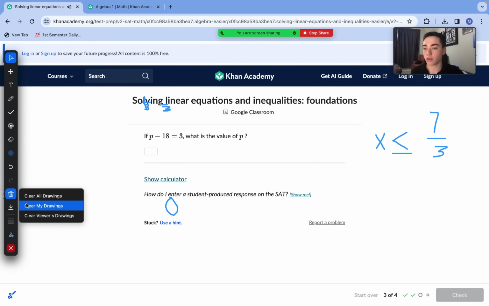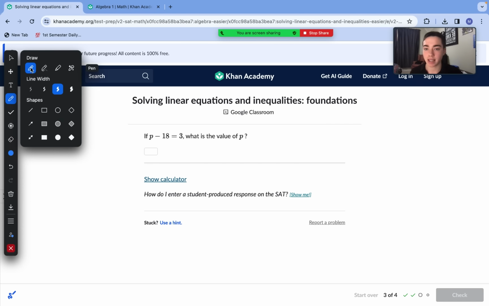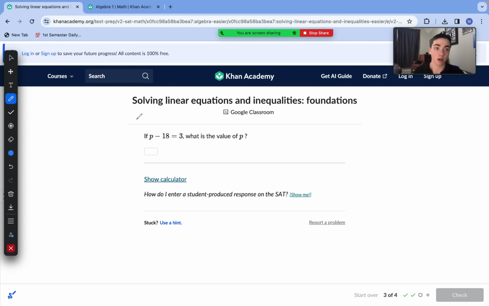Okay, moving on to our next question. We have p minus 18 equals 3. Equations, just like inequalities, we look at what is next to the p that we need to isolate or get rid of. So here we have p minus 18 equals 3. How do we get rid of minus 18? We do the inverse operation. Last question we did division to offset multiplication. Here we need to do addition to offset subtraction. So we add 18 to both sides.